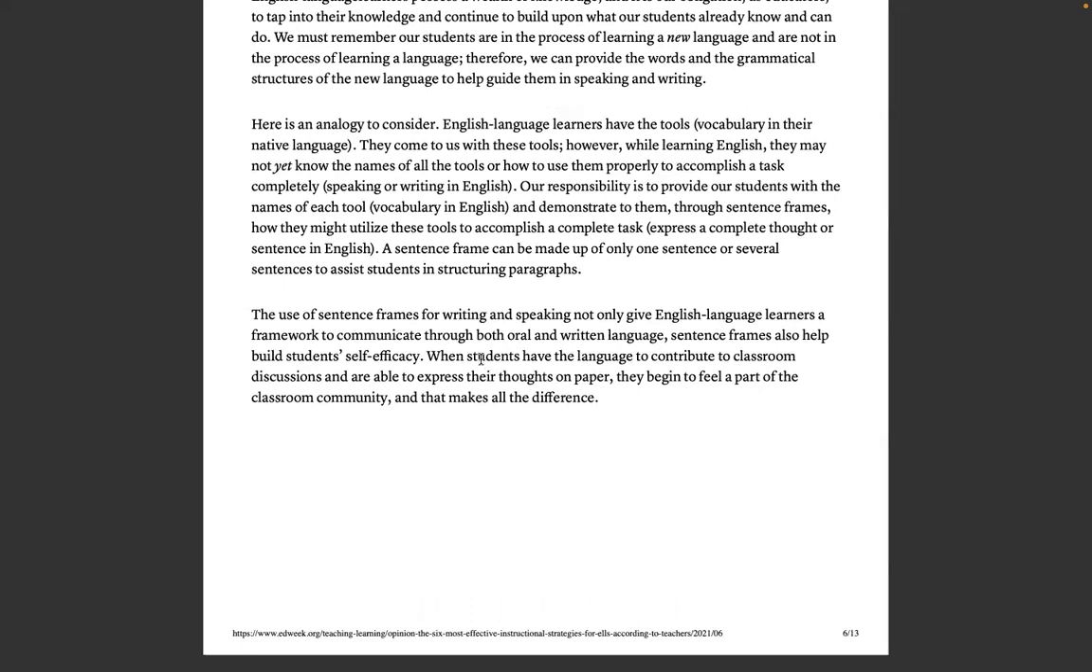And another really important reason, the use of sentence frames for writing and speaking not only give English language learners a framework to communicate through both oral and written language, sentence frames also help build student self-efficacy. Like they can begin to play and build new sentences. When students have the language to contribute to classroom discussions and are able to express their thoughts on paper, they begin to feel a part of the class community. And that really does make all the difference.